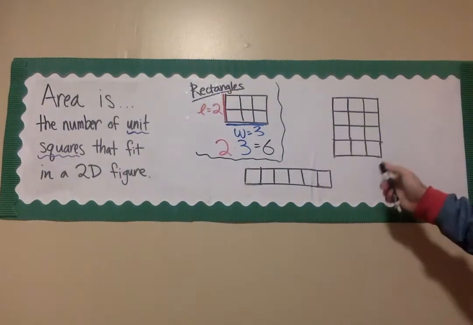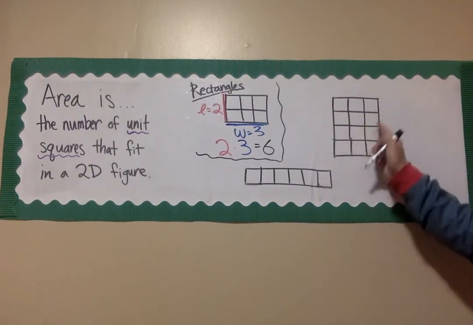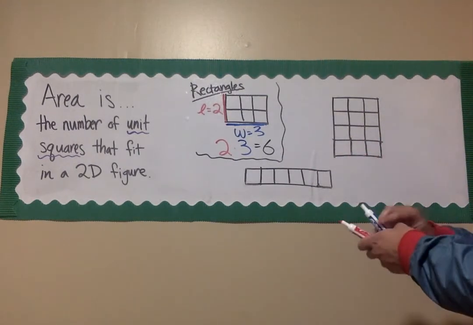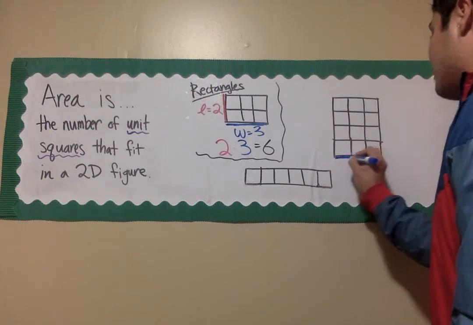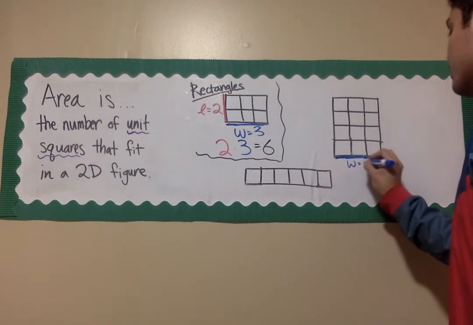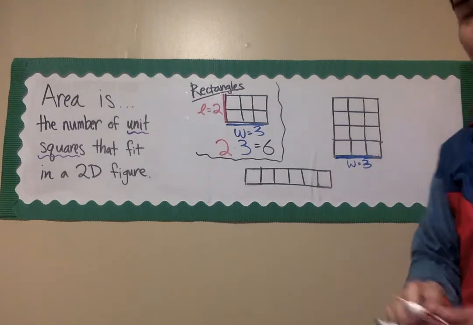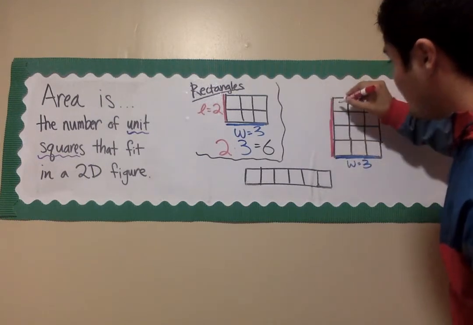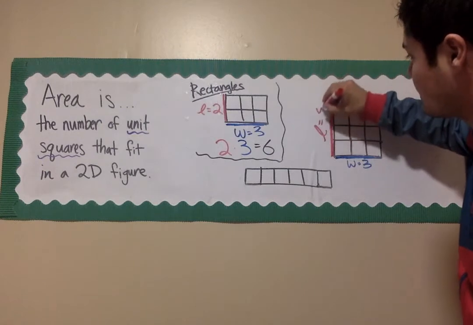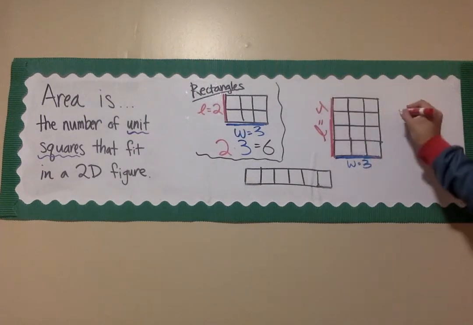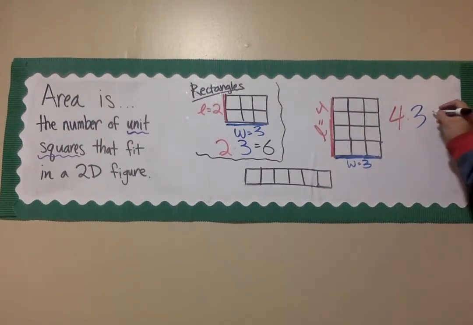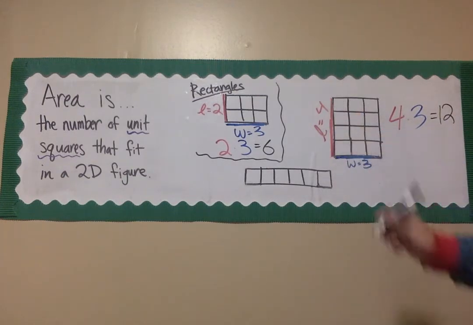We'll do the same thing here. We can count the squares, 1, 2, 3, 4, 5, 6, 7, 8, 9, 10, 11, 12. Or we can use the same idea, finding the width and the length. So I'm going to count how many squares the width. Width equals 3, 1, 2, 3. And I'm also going to find the length, the distance going up. 1, 2, 3, 4. Length equals 4. So I'm going to do 4 times 3, and this equals 12 unit squares. So we did length times width.